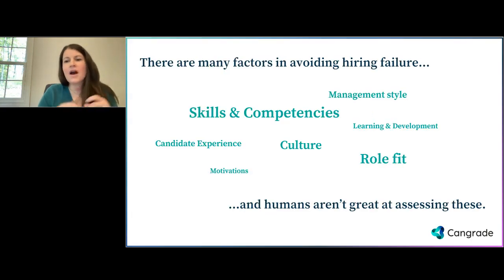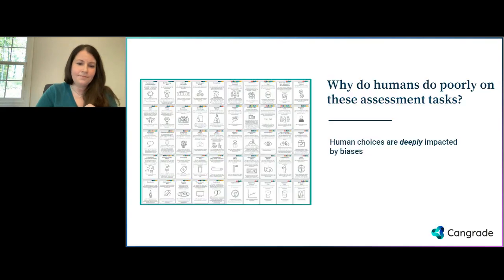So these are really the most common points of failure, right? There's other things that can come into play here. But the problem is when we assess points of hiring failure, humans are not great at assessing any one of these. Why is that? Because humans are filled with bias, right? It's our human nature. We don't do it to be malicious. We do it because it's deep-rooted in our way of thinking to make decisions based upon experience or bias so that we can make fast, easy, quick decisions.